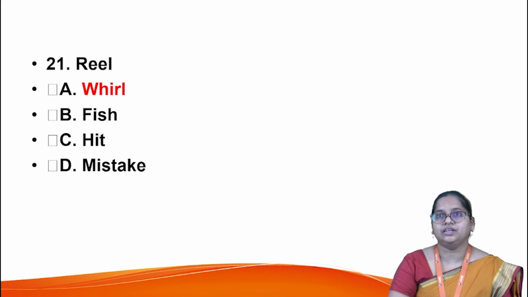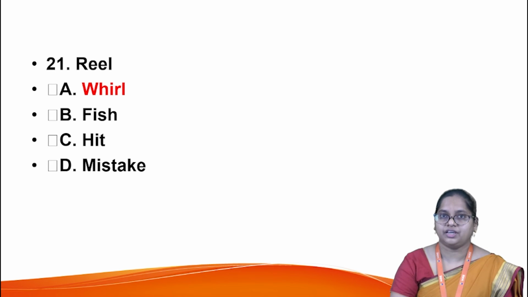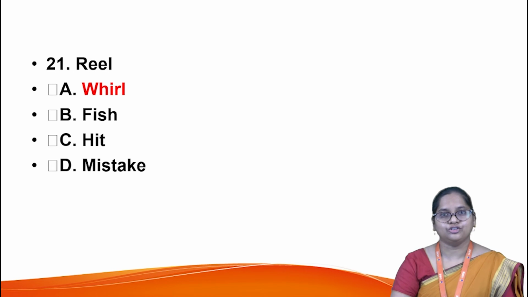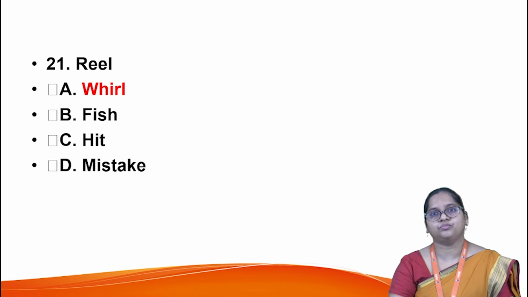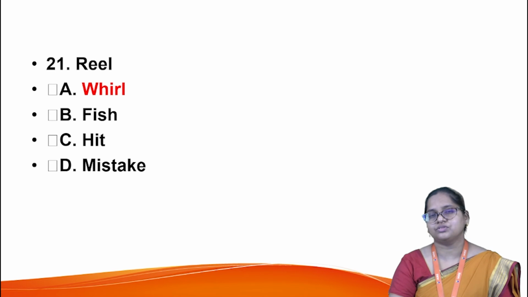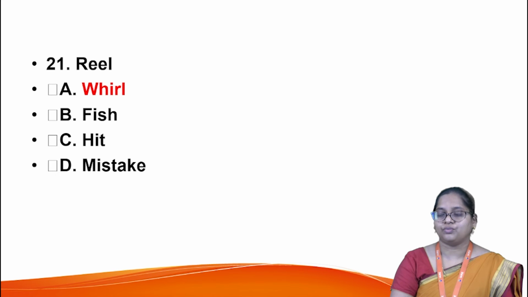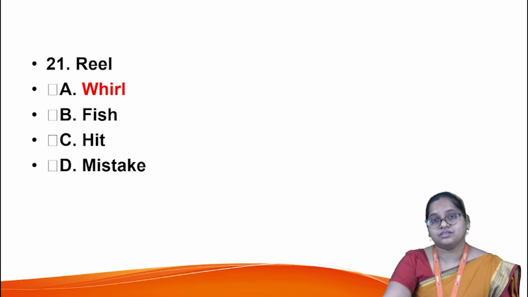Next, 21, real. So real, what is this? Reeling, we say, like reel, whirl, moving round and round. Fish, it's nothing to do with fish, fishing or to fish. Hit is not about pouncing against it, or reaching the object. Next, mistake, it's nothing to do with any lapses or wrongdoing. But whirling is the right sense. You reel it, it goes round and round. Whirling, turning upside down. It's like you see the waves of it and it moves around. So that is a sense of it.